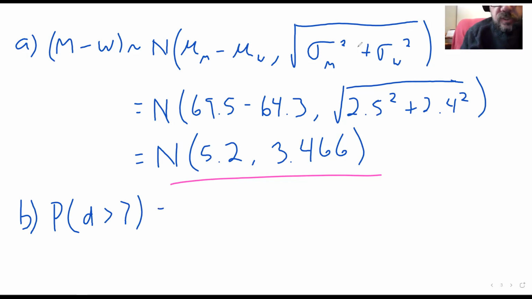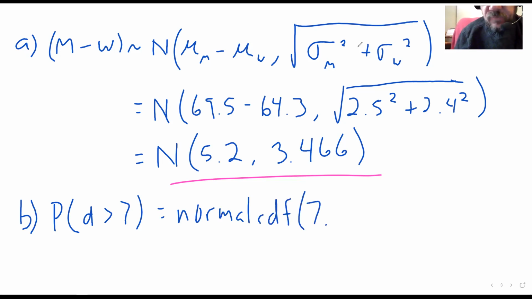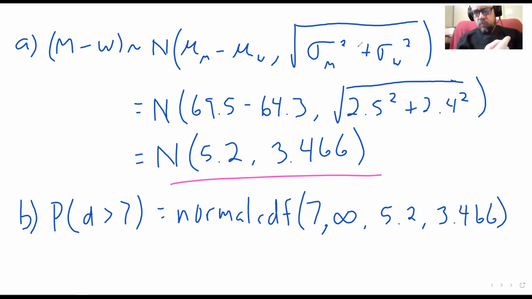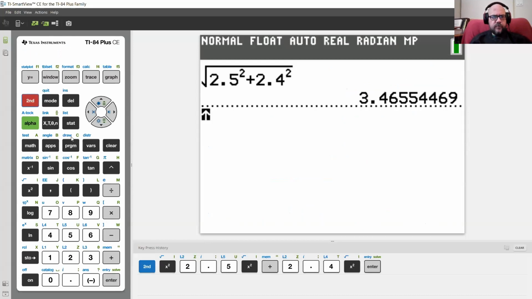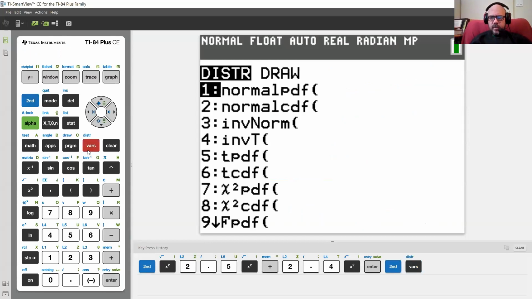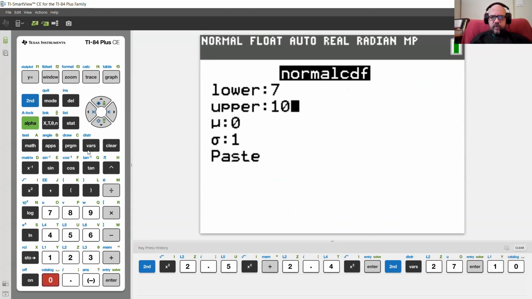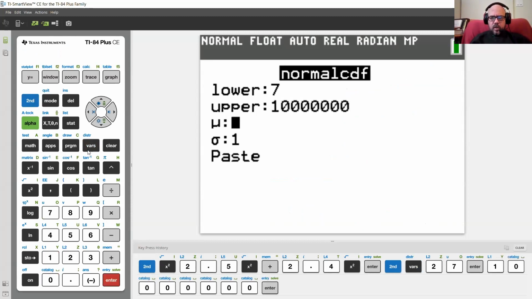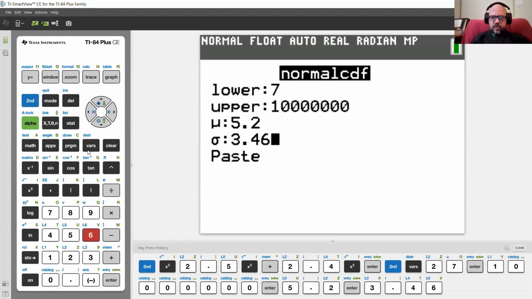Well, that's easy, right? So this is normal CDF of 7 to infinity with a mean of 5.2 and a standard deviation of 3.466. Right? Easy enough, not much to it. Let's go calculator it up. So we're going to do normal CDF, distributions, normal CDF for 7 to infinity, just something really big, with a mean of 5.2 and a standard deviation of 3.466.